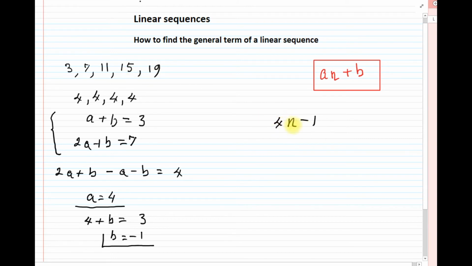Now, it's good to check to see that we can generate this sequence from our formula. For n equals 1, this will give me 3. For n equals 2, I get 2 times 4 is 8 minus 1, which will give me 7, and so on. And we can continue to check that this expression gives us every term in our sequence. So if I wanted to know what is term number 20, I would put n equals 20, and the 20th term would be 4 times 20 minus 1, which would be 79.